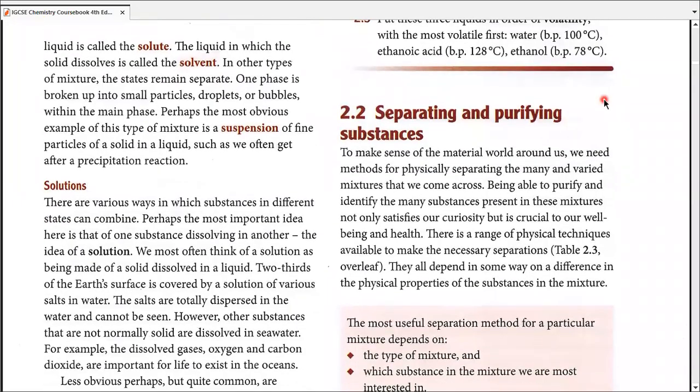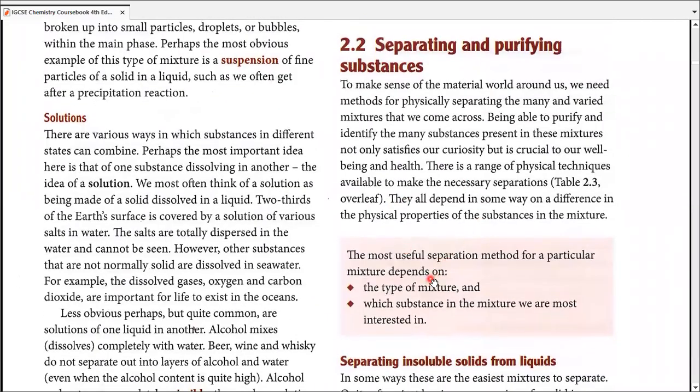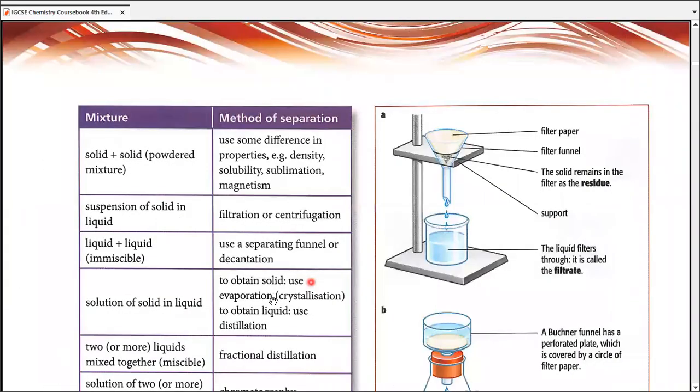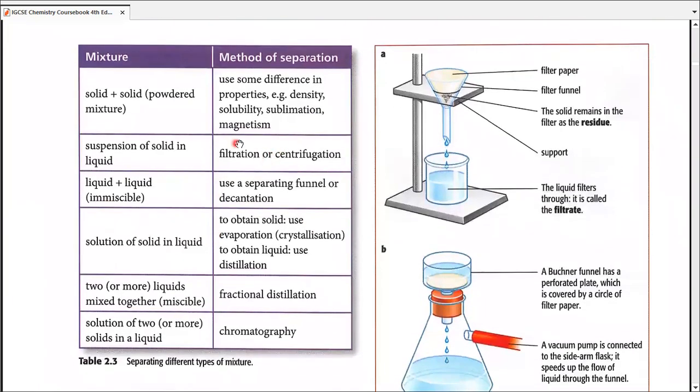Starting with topic 2.2, separating and purifying substances. In case of separating and purifying substances, there are many methods. On the very next page, page number 28, you'll find a table on the top left corner of the page, and you'll see for different types of mixtures, we have many different methods. You'll see there are about 8 to 9 different names over here.